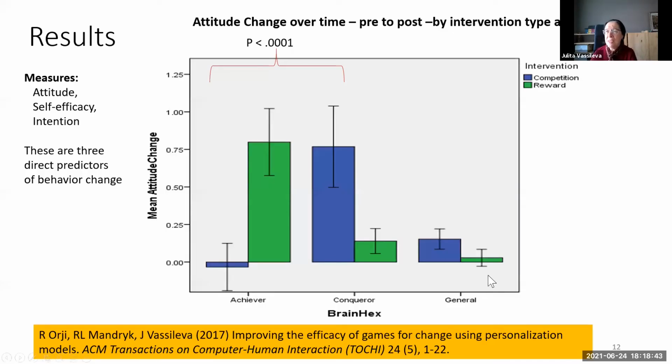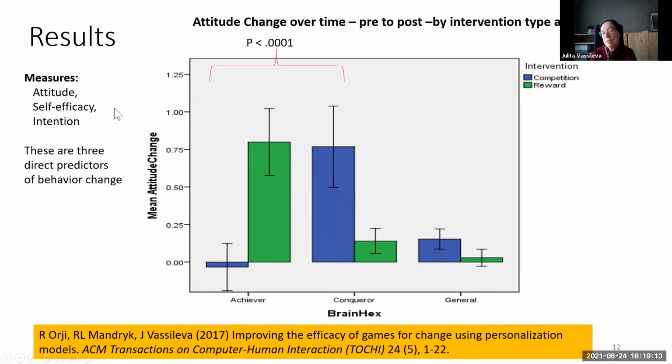Okay, so here are the results. This was another study where we collected the users' gamer types, and then they had to play the game, stopping at various points to report their current statistics, or their current scores, to make sure that they were paying attention. And then we measured attitude, self-efficacy, and intention before and after playing the game.